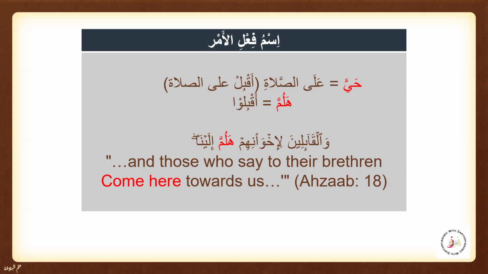Like qala, yaqulu, qul. So this fi'l amr is made from the fi'l mudari' or qala. But here, ism fi'l amr, why are they different? Because they are not mushtaq, they are not derived from any word or a masdar. So the example, as I mentioned, is the ishtiqaq, or the derivation, of the fi'l amr qul from qala.